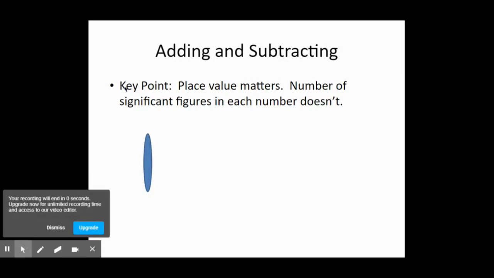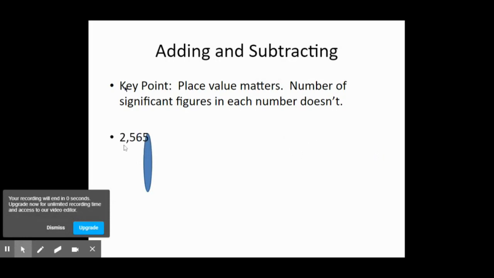Okay, so let's talk about adding and subtracting with significant figures. When you're adding and subtracting, the key point is place value matters. Is the end of significance in the ones place, in the tens place, in the hundreds place, or maybe even the thousandths place. But the number of significant figures in each data point doesn't matter, only place value.